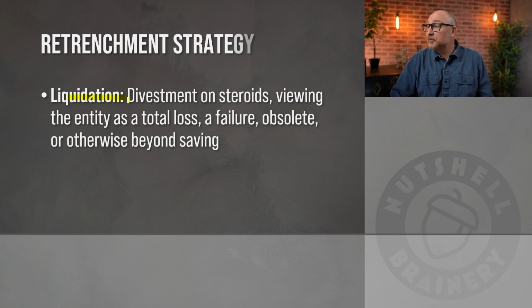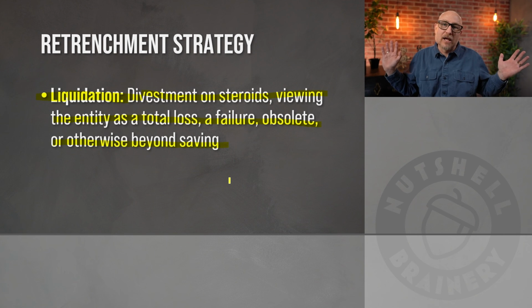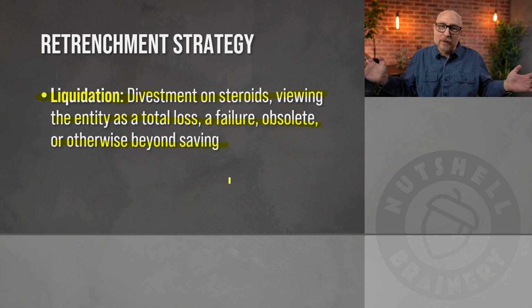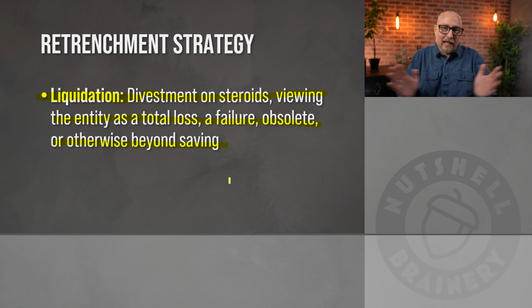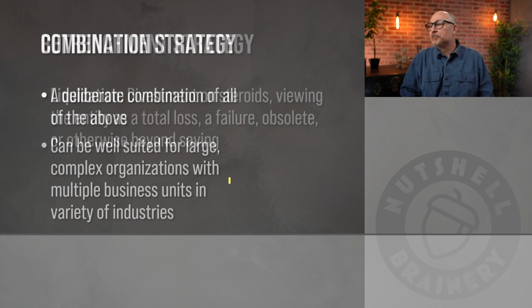And then the other one for retrenchment is just plain liquidation, baby. Right? This is divestment on steroids, viewing the entire entity as a total loss, a failure, obsolete, or otherwise beyond saving. So you basically just tear the company apart, sell off its individual assets, pay off the creditors and the investors that way, and just walk away from it because it didn't work, it's obsolete technology, what have you.